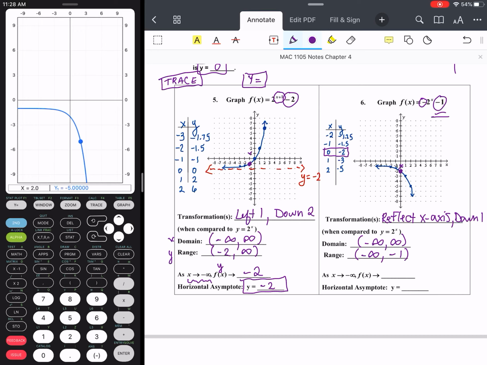As x approaches -infinity, as our graph heads to the left, we can see that our graph is approaching, our y value is approaching -1. So f of x approaches -1, horizontal asymptote, y equals -1.